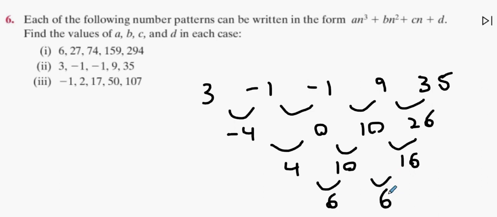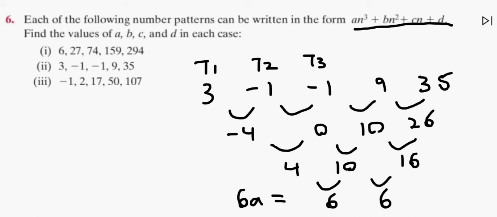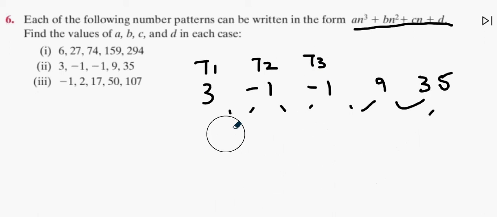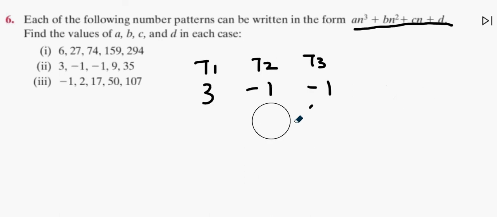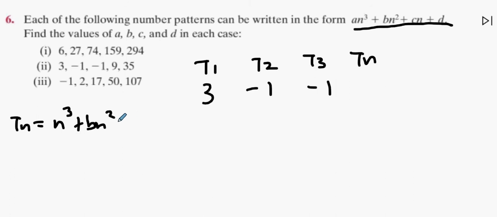Is that okay? Now, see this formula here they give you? The a value is, you put down 6a equals the third difference. This implies that a equals 1. Now that you know that a equals 1, we're in business. So because we know that a equals 1, we can just peel this back and we're starting here. The formula now becomes Tn equals n cubed plus bn squared plus cn plus d.